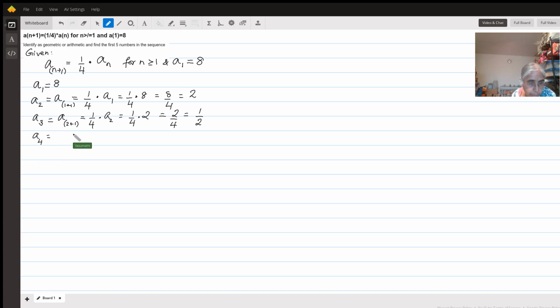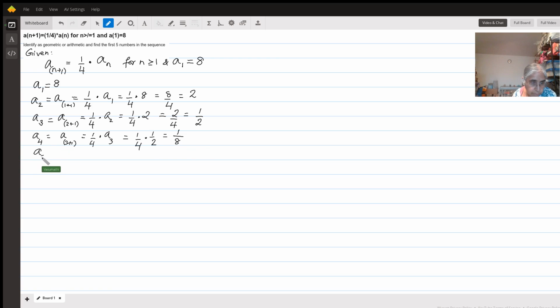Next, go to the fourth term. By now I'm sure you know what I have to do here. Let's just write that out. So this will be 1/4 multiplied by the third term, which is 1/4 times 1/2. So now you multiply the numerators, 1 times 1 is 1, and multiply the denominators, 4 times 2, that gives you 8. So 1/8 is the fourth term.